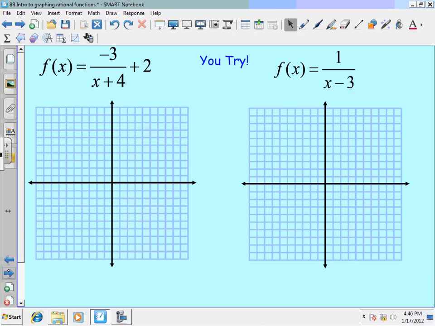I want you guys to try these 2 problems here. Again, don't need graph paper or anything. Just go ahead and sketch it out. Try to get a couple key points and just label them, and that should be good enough there. Okay.